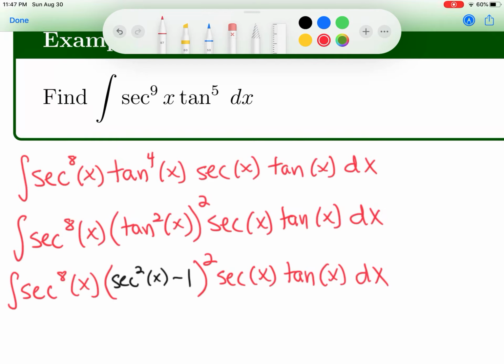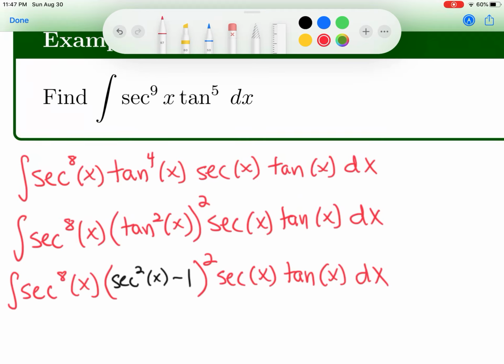Cool. Now what? Well, first and foremost, we did a little bit of analysis, figured out what power was odd, what case we had, and decided to purposely strip off secant and tangent. Then we said, okay, tangent, I'm going to rewrite this so that I can see it as tangent squared and I can use my identity. Now I would say use u sub.